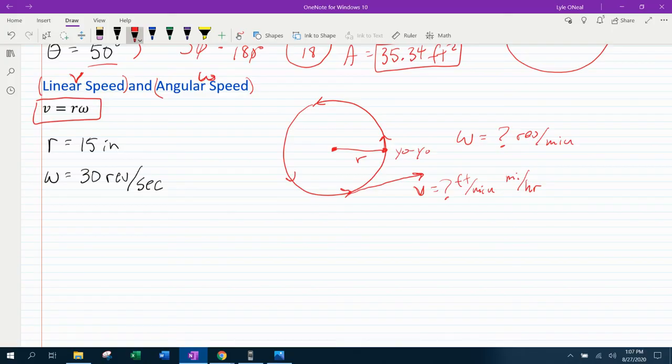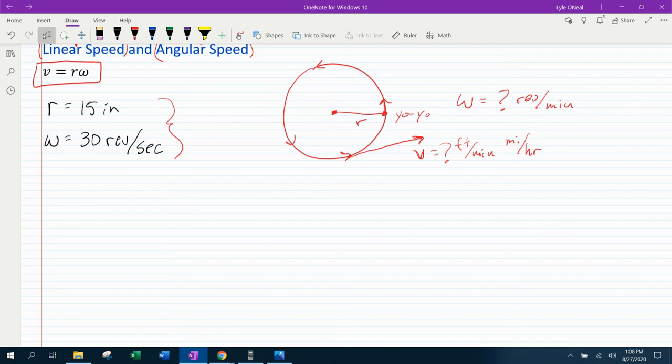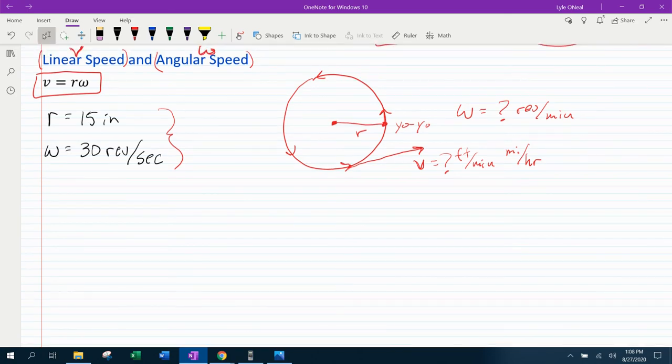And so what we're going to do is look at an example here. We've got, let's just say a tire. This might be a tire on your vehicle. It's a 15-inch radius tire, and it's going at 30 revolutions per second. And we want to calculate how many miles per hour you're going if this is the information from your tire. That sounds like a good problem. All right, so let's see here.